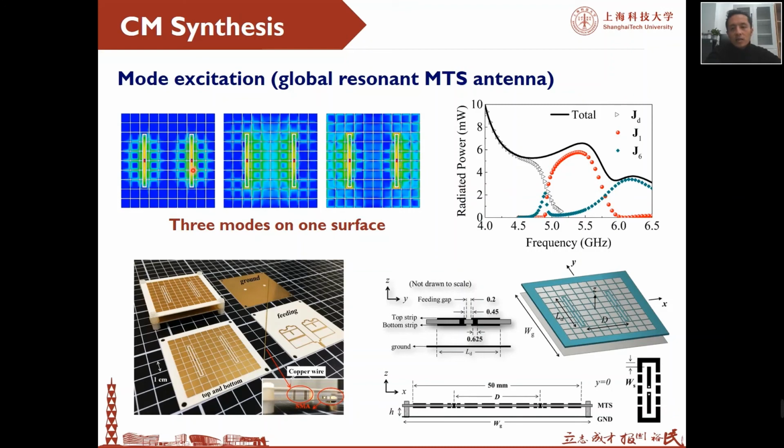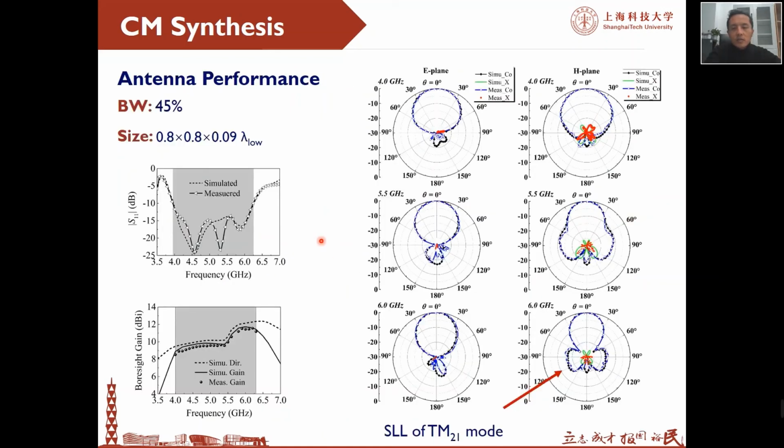In this way, we put the dipole here. So we can excite 3 modes if we look at the decomposed radiated power. These are the antennas that we made. And the dipoles, the wires, are connected by baluns to the feeding source. And in this way, we achieved 45% impedance bandwidth and also radiation pattern bandwidth.